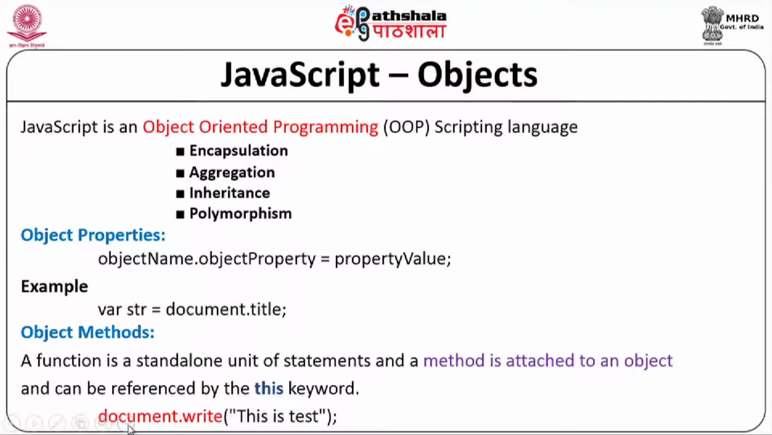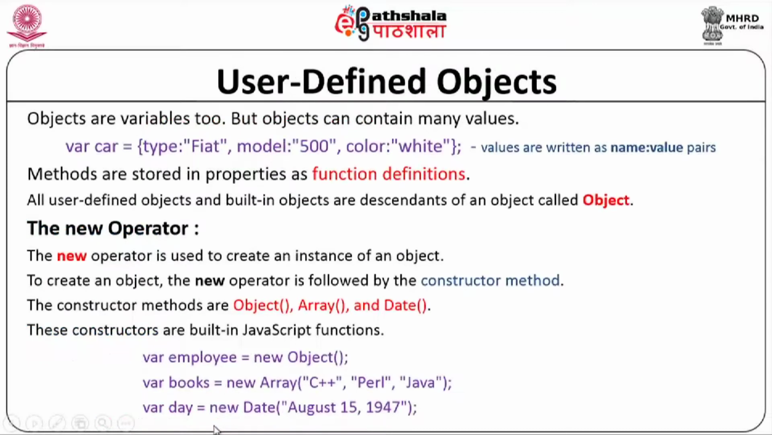In JavaScript or the HTML DOM, you have the document as a predefined object, whose methods include the write method, using which you print a string on the document. So this is how you access object properties and object methods.